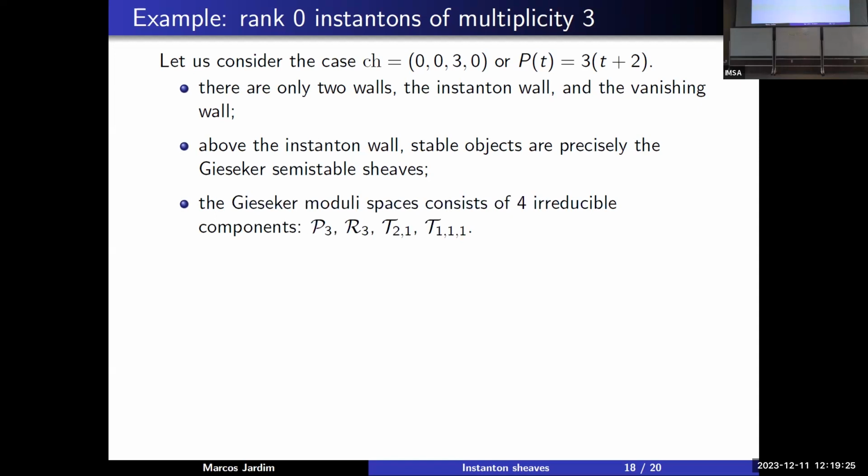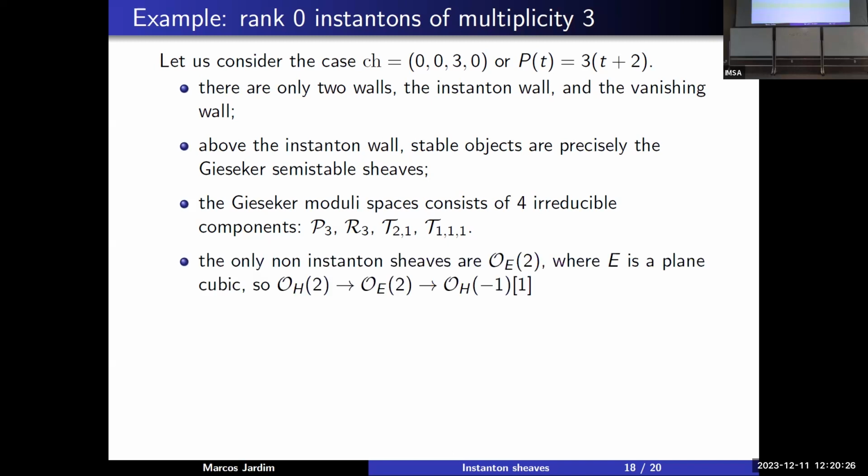This Gieseker moduli space has 4 components. One component consisting of planar sheaves, so this is elliptic plane cubics. This is not the Hilbert scheme. The objects here are sheaves supported on curves. So P3 means sheaves of degree 0 on an elliptic cubic. R3 are the sheaves on a rational cubic, on a twisted cubic. Then this T21 is the disjoint union of a conic and a line. And then the other, T111, is 3 disjoint lines, but with sheaves on it. It's not just a line, but a particular sheaf, so that you have that Chern character. So it has 4 components.